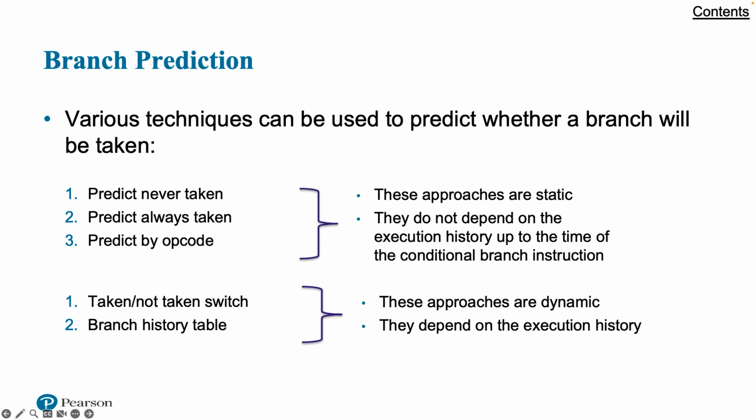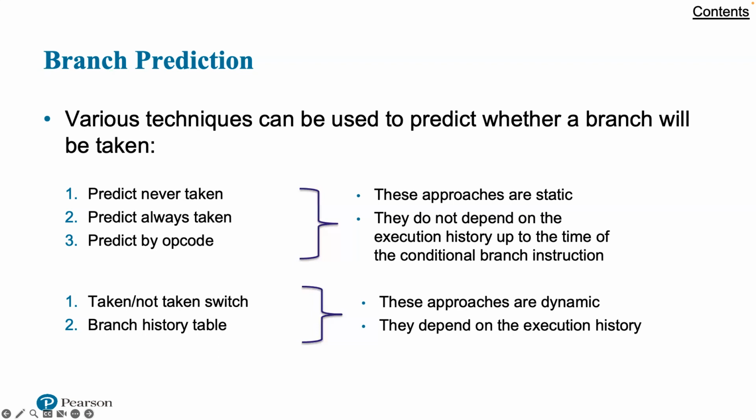The first 2 approaches are the simplest. These either always assume the branch will not be taken and continue to fetch instructions in sequence, or they always assume that the branch will be taken and always fetch from the branch target. The predict never taken approach is the most popular of the branch prediction methods.